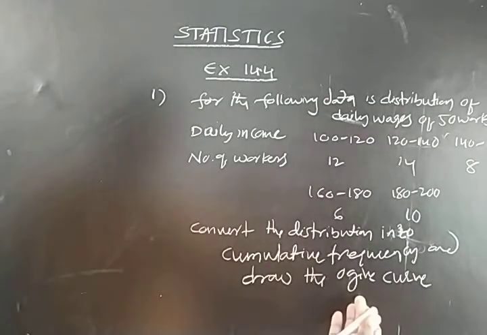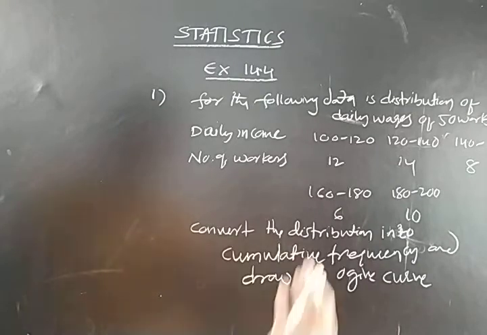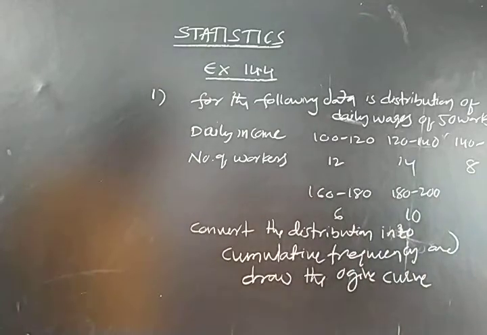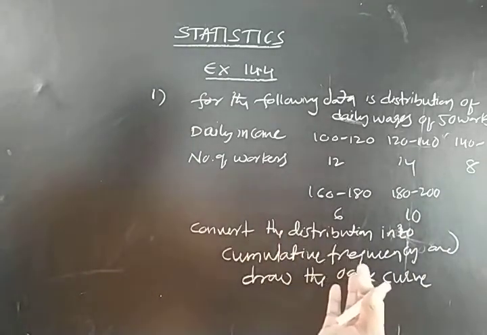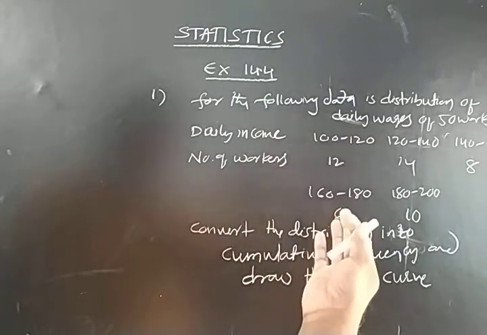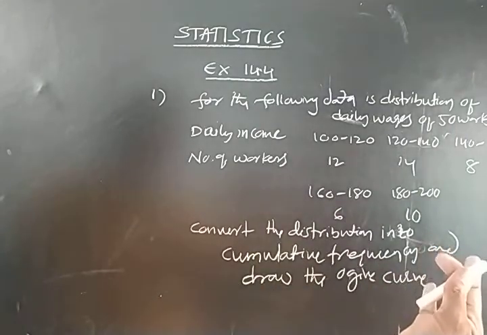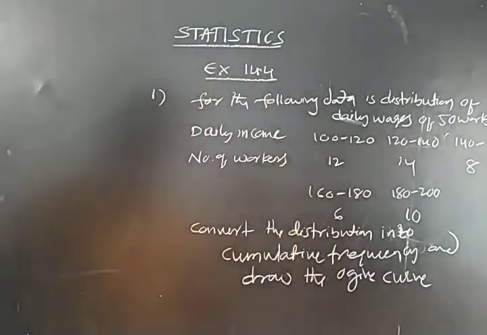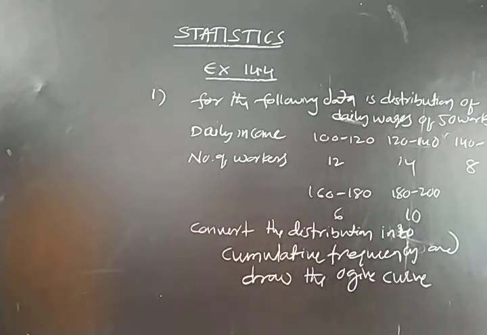How to draw the OG curve? By taking the upper limits of the class intervals and the less than type cumulative frequency, we can draw the less than type OG curve. For the more than type OG curve, we take the lower limits of the intervals and identify the more than type cumulative frequency. Then take the lower limits on the x-axis and the more than type frequency on the y-axis, and we can draw the graph. That is called the OG curve. That's all. Now I am going to draw the less than type OG curve.